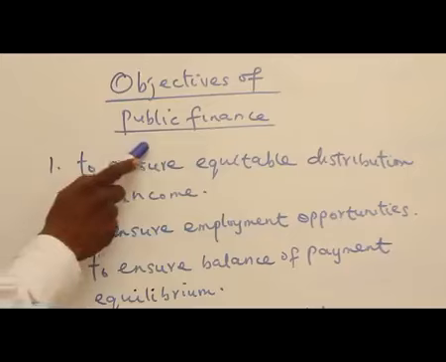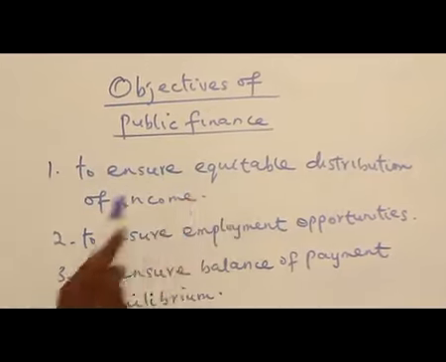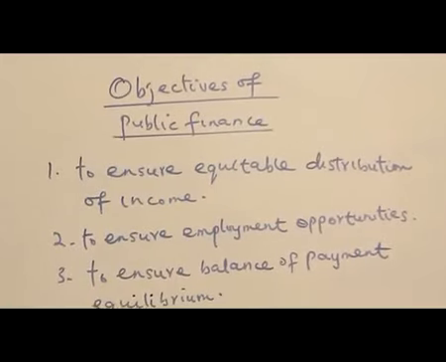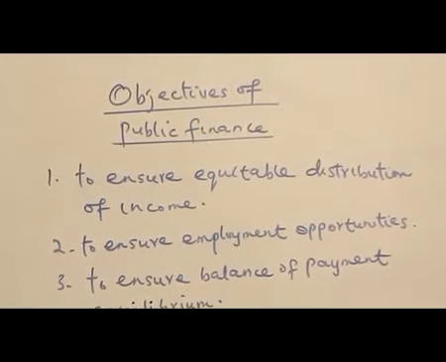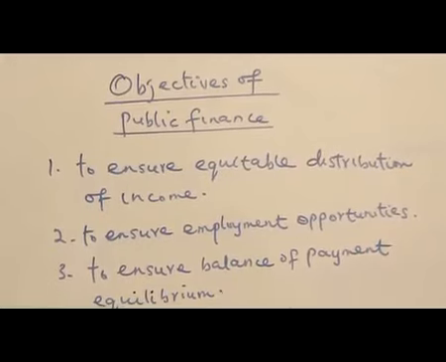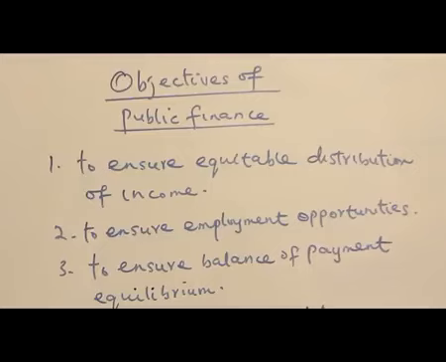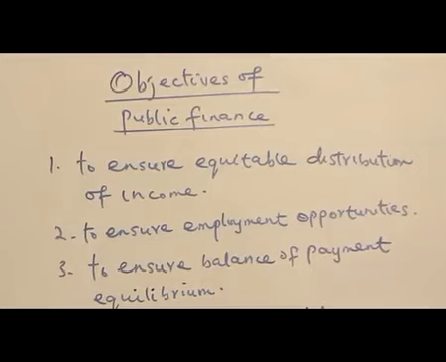Objectives of public finance. Number one, to ensure equitable distribution of income. That is, government engage in these activities in order to see that in the economy there is no uneven distribution of income. That's why government put in place taxes in order to tax those with higher income heavily and distribute it to the poor ones. Not that the poor ones are not paying tax, but they pay at a lower rate.